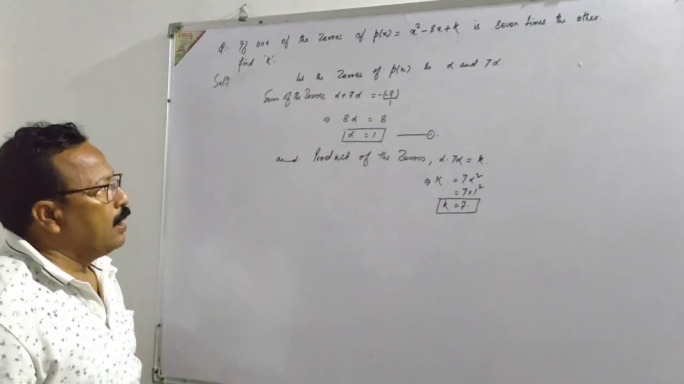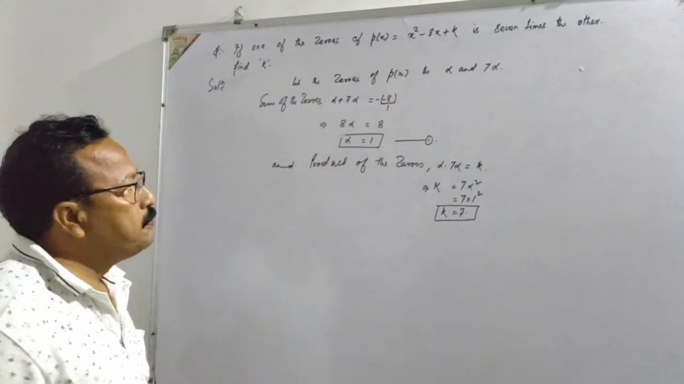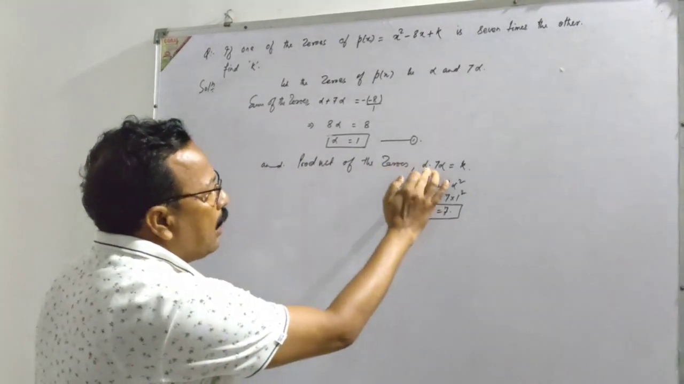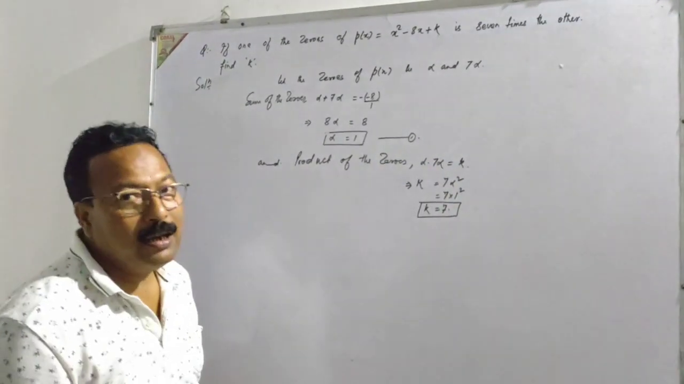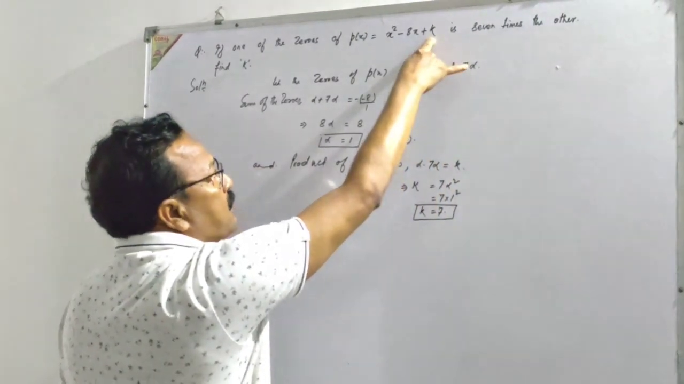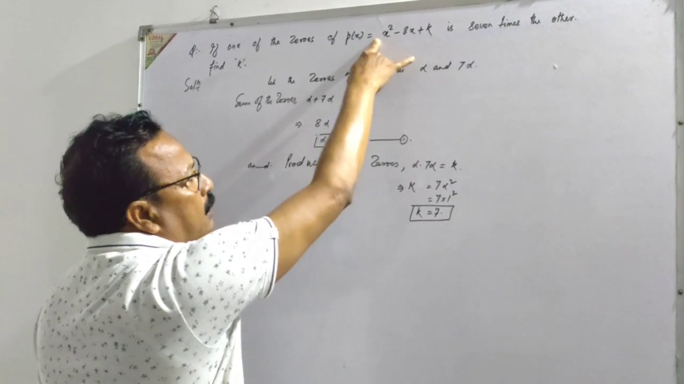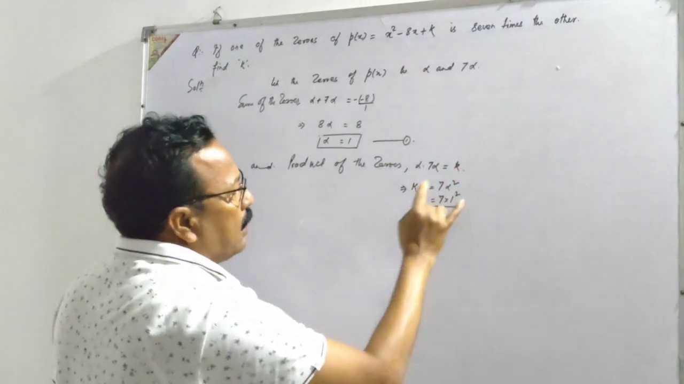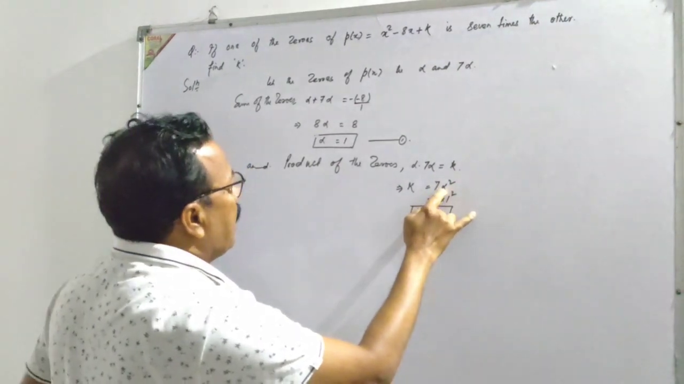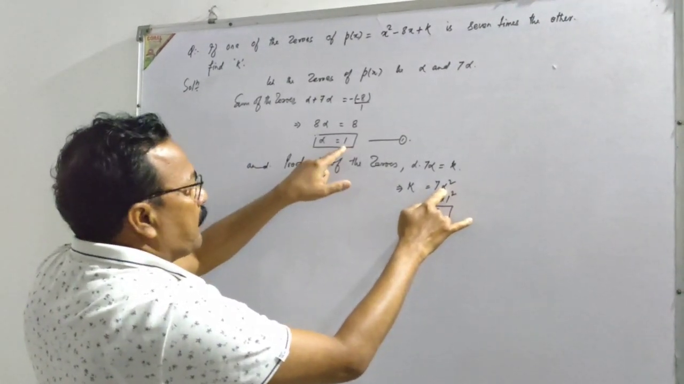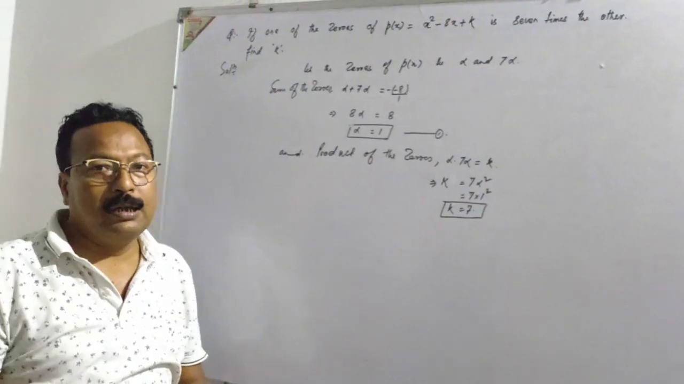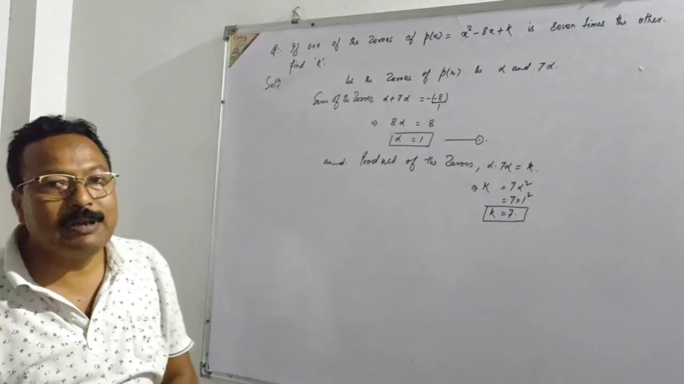Since we got alpha, then the product of the zeros, alpha into 7 alpha, equals c by a, that is the constant term by the coefficient of x square, k by 1. So k equals 7 alpha square, and alpha square, already calculated, equals 1 square, so k equals 7. That means we got the value of k as 7.